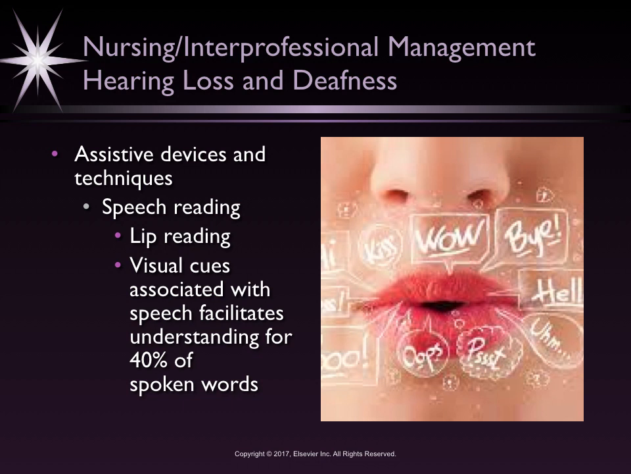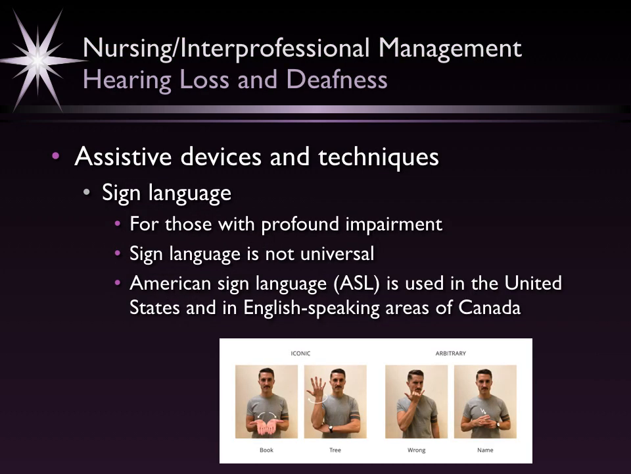You want to help the patient by using and teaching verbal and nonverbal communications, and your book has a table in it that talks a little bit more about that. Sign language is used as a form of communication for people with profound hearing impairment. It involves gestures and facial features like eyebrow motion and lip-mouth movements. American Sign Language is used in the United States and in English-speaking parts of Canada.